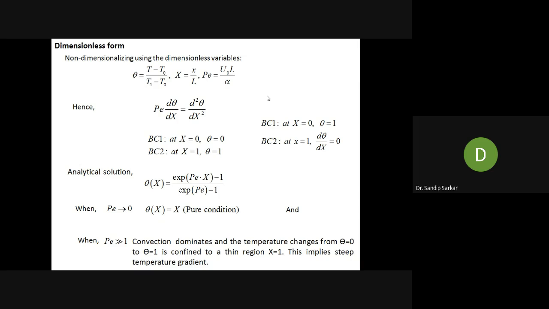Is that clear? This will be required for numerical solution. Yes, sir. Okay. So that is the Peclet number that we have obtained after making the governing equation dimensionless. Finally we will be getting P dθ/dX equal to d²θ/dX². This is the dimensionless form of the governing equation. If you make your governing equation dimensionless after incorporating these dimensionless variables, you will be getting this.